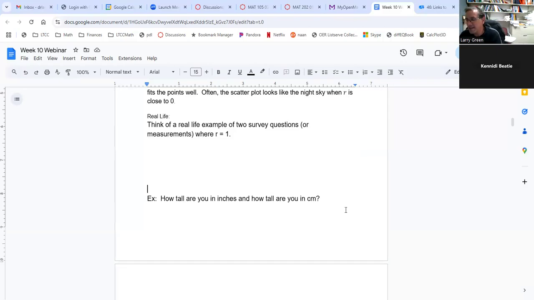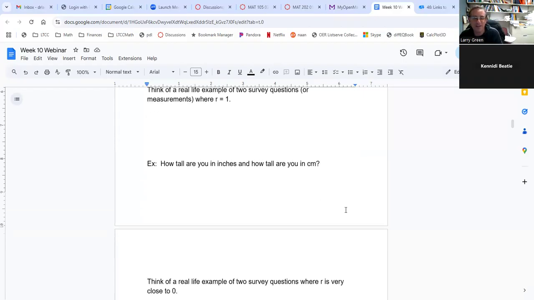Others might be, what is the temperature in Celsius? And what is the temperature in Fahrenheit? That'd be another one where there's a mathematical formula. So as one goes up, the other goes up also, and it's linear. Any questions on that?